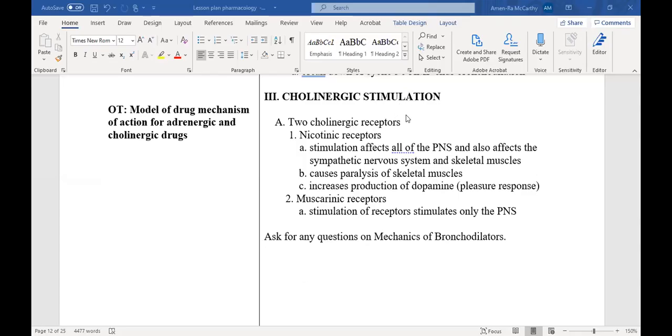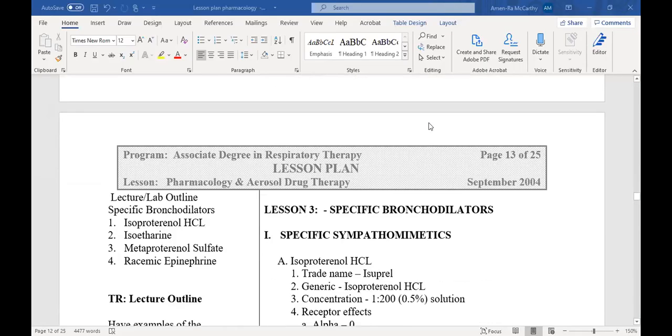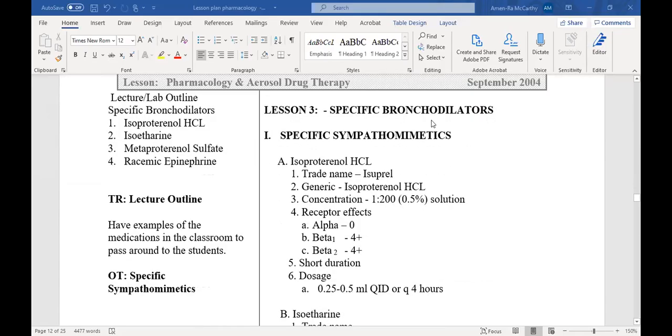Any questions on both stimulations? Any questions on the sympathetic nervous system receptors or the cholinergic stimulation? Any questions on that? No. Okay. All right. Now let's get with it then.